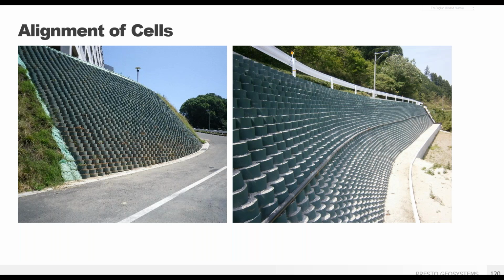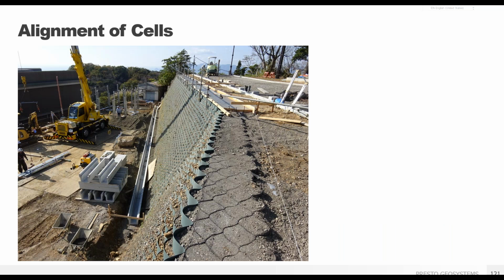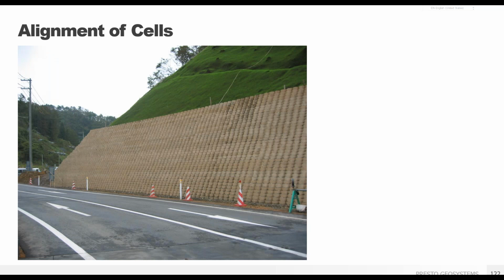The careful alignment of cells vertically from one lift to another is a good pro tip and worth the extra care. Not only will your wall be more aesthetically pleasing, especially important if it's not vegetated, but the alignment will help prevent potential material loss in the fascia cell that may occur if your cells are misaligned. Here's an example of good cell alignment. And another.